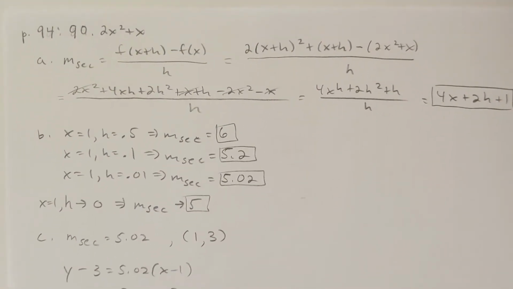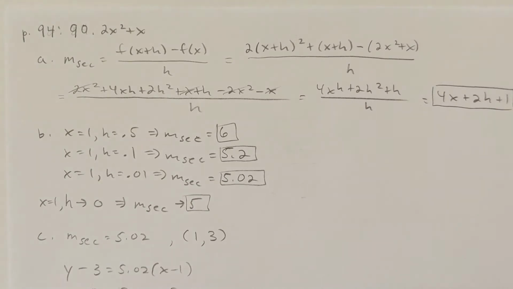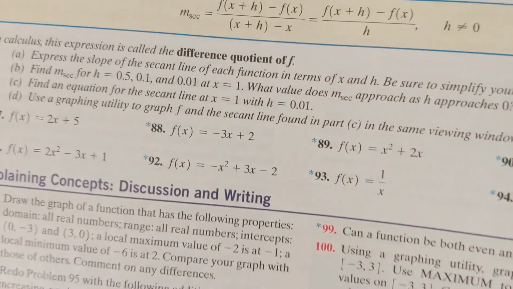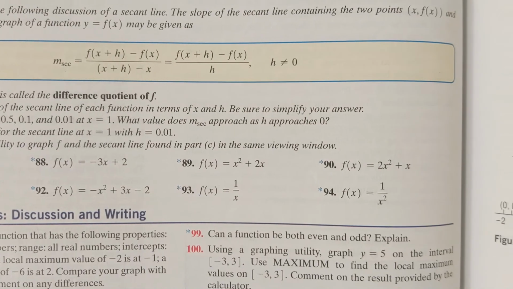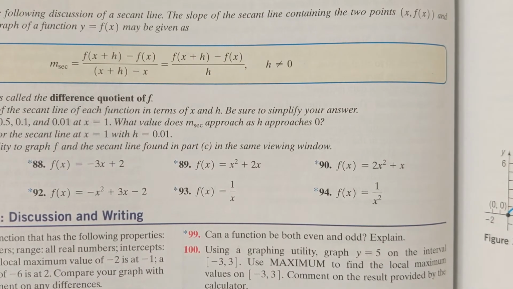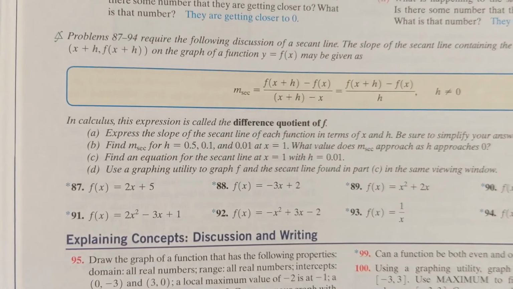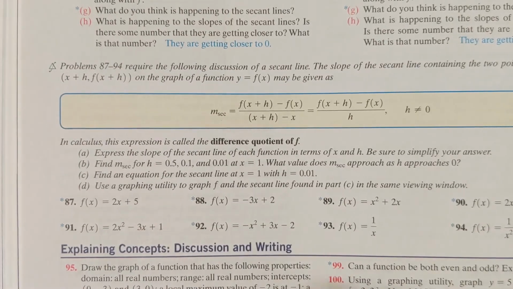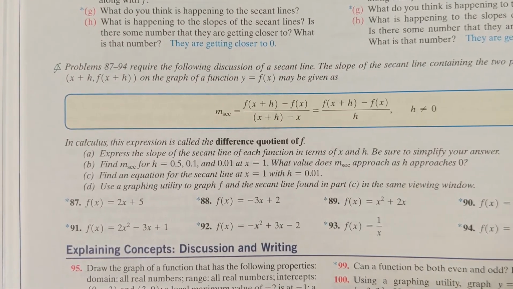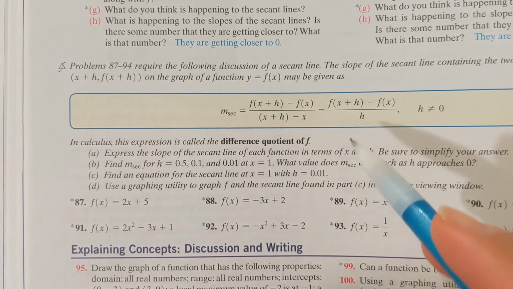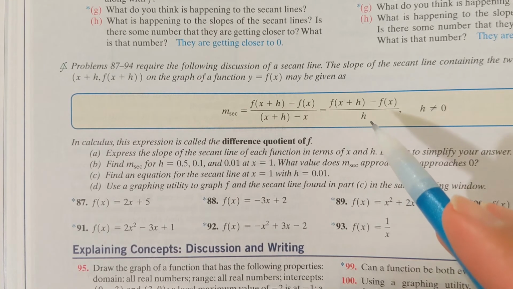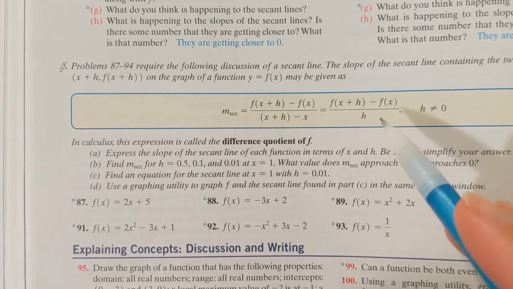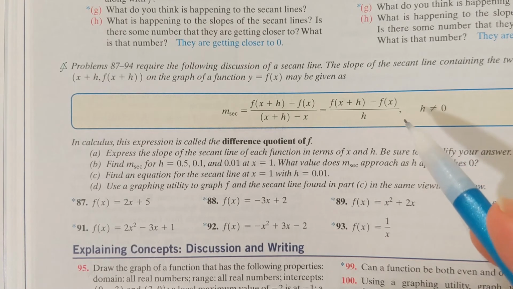Problem 90 on page 94 is a good one. Let's see here. Here's problem 90. F of x equals 2x squared plus x. Okay, and here's what we've already got. M subsecant equals the difference quotient, f of x plus h minus f of x all over h, h is not equal to 0.